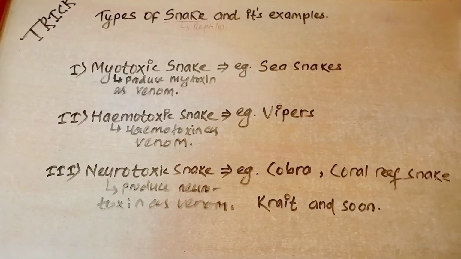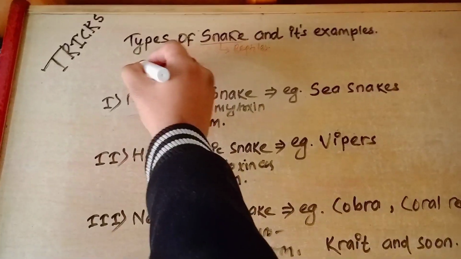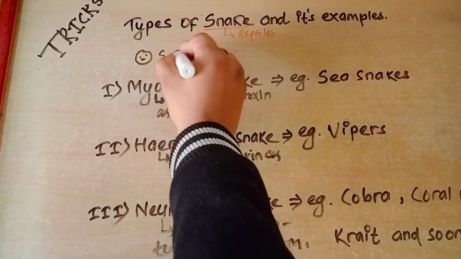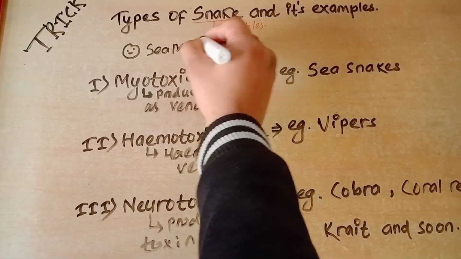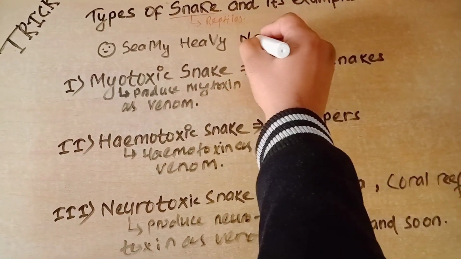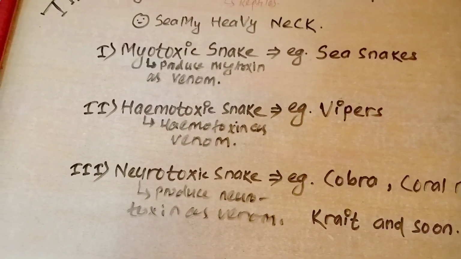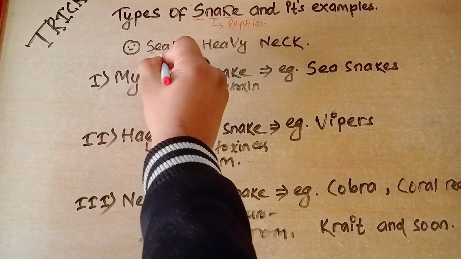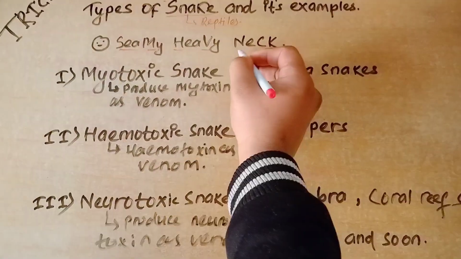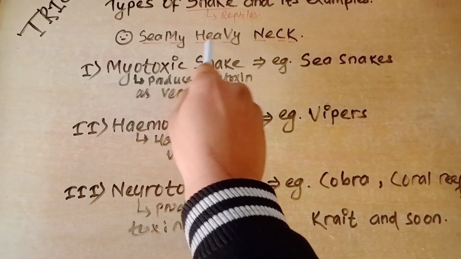Now let's move to the trick through which you can remember all the types of snake and their examples. So the trick is: See my heavy neck. In this trick, see my heavy neck, we have C, M, H, V, N, E, C and K.